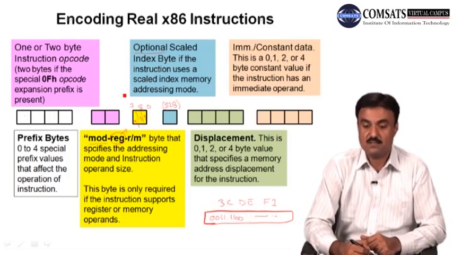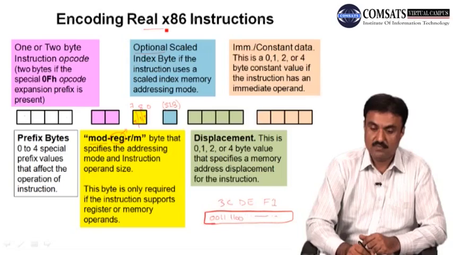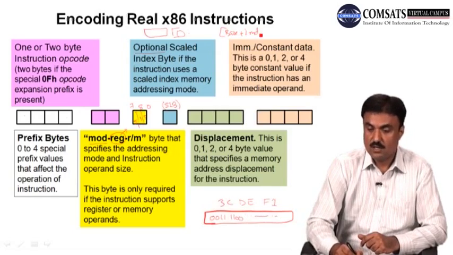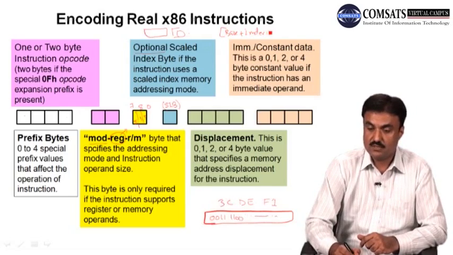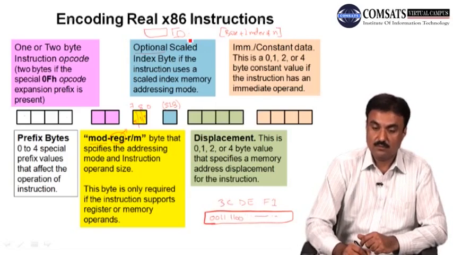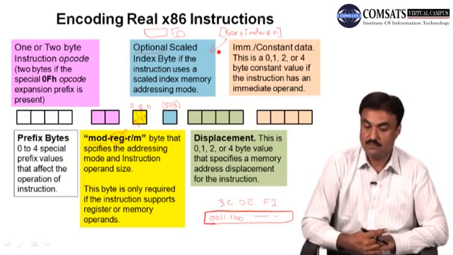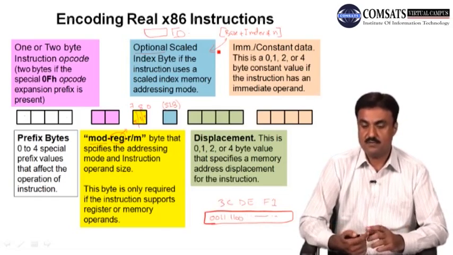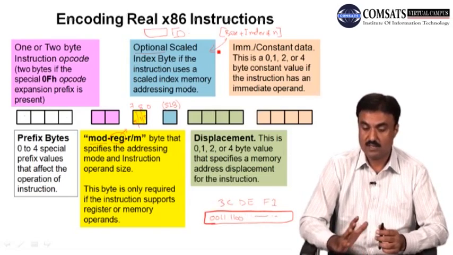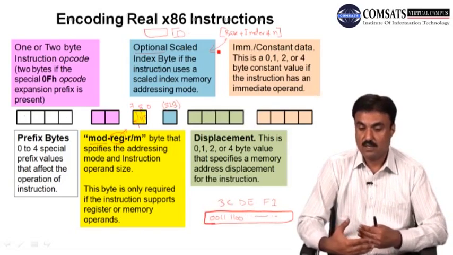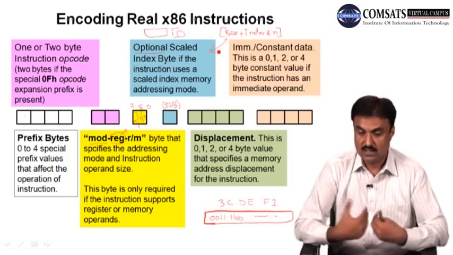If the instruction uses a scale index memory addressing mode, for example, we are using arrays. So we have the array name, we have the index register, and sometimes we have a base, an index, and multiply by 1, 2, 4, 8, and so on. So it has many representations. If you are using this type of addressing mode, then this byte will be used. This byte also has 8 bits inside. Inside this byte there are 2 bits for the scale, 3 bits for the index and 3 for the base, and so on. We will see it in more detail.